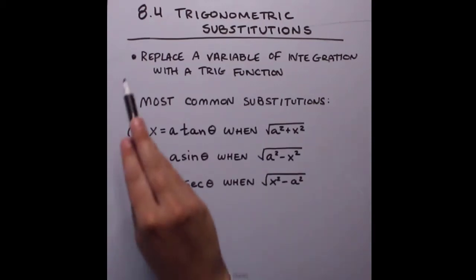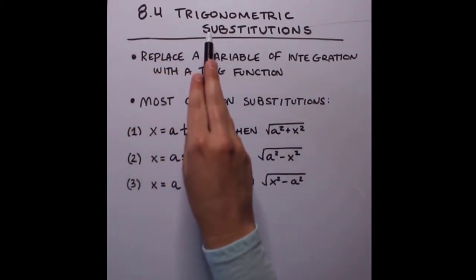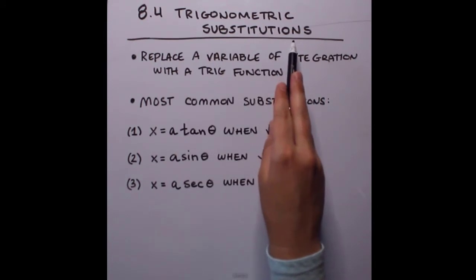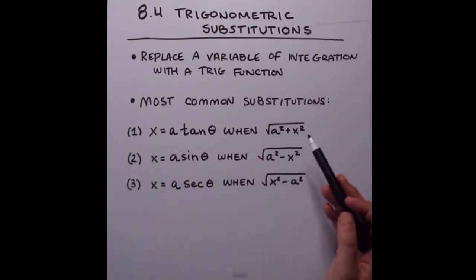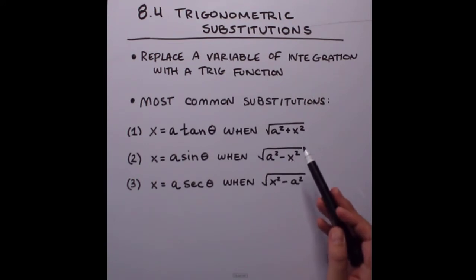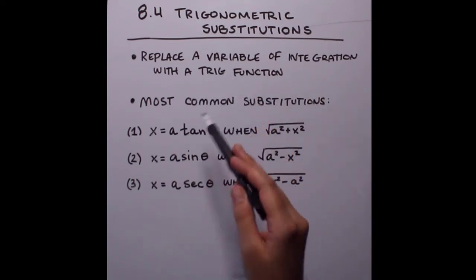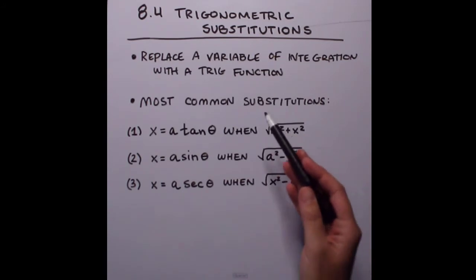Hi everyone, in this video we're going to talk about section 8.4, which is on trigonometric substitutions. This is when we're dealing with integrals that have certain forms in our integrand, and we're going to use trig functions to replace part of that, and specifically our variable.